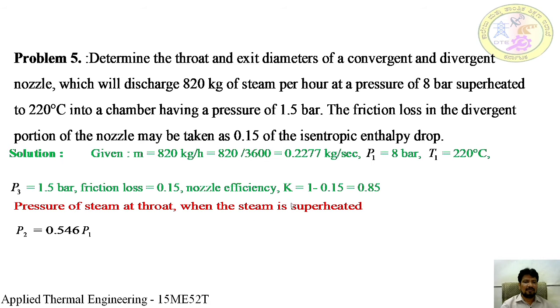Now, from the critical pressure ratio, when it is superheated steam, we know that P2 by P1 is equal to 0.546, or P2 is equal to 0.546 into P1. Here we know the value of P1 is 8 bar. Now substitute 8 into 0.546, so multiplying this, you will get 4.368 bar. So the P2 value is 4.368 bar.